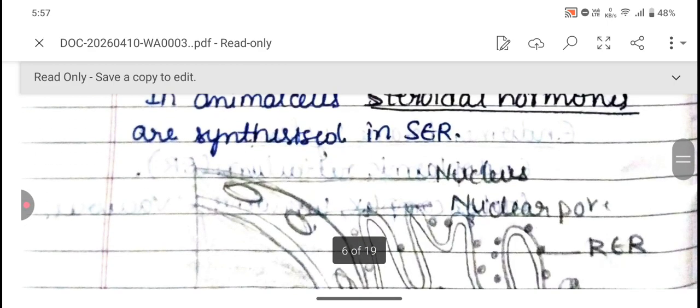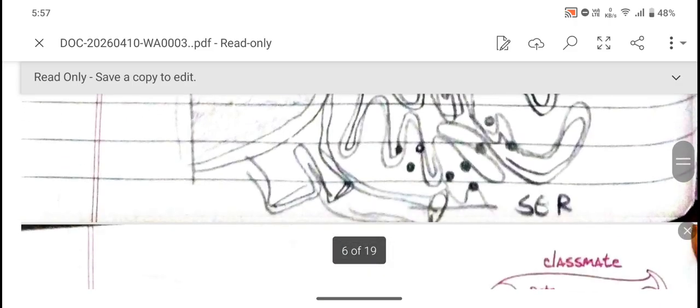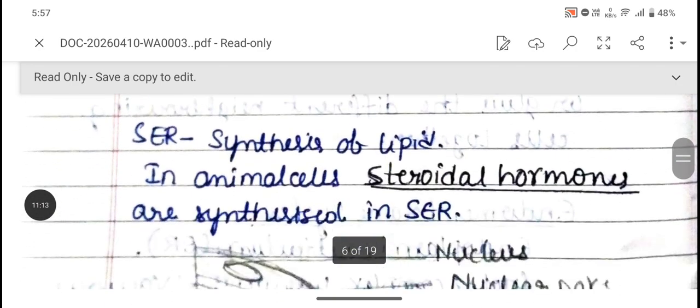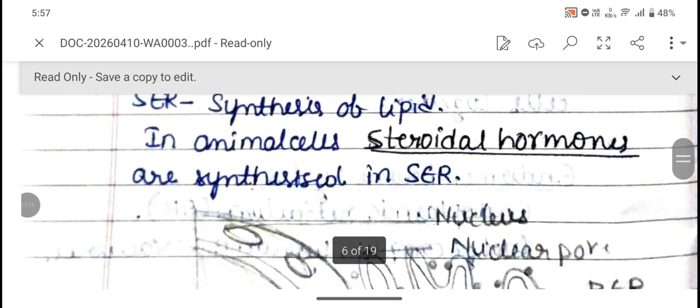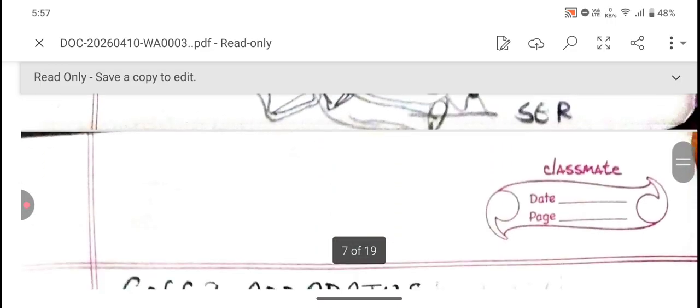There is another kind of membrane which is devoid of ribosomes, known as smooth endoplasmic reticulum. So if you observe here, there is no attachment of ribosomes on the surface of the ER, which develops into a smooth ER. In animals, it serves the purpose of synthesis of lipids. In animal cells, steroidal hormones are synthesized in smooth endoplasmic reticulum.